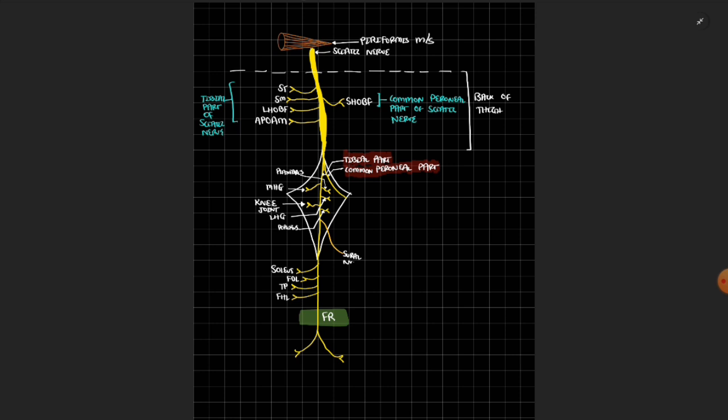Okay, so the back of thigh is done. In the back of leg, we can see the tibial part is supplying. Like in the popliteal fossa and in the leg the branches are dividing, but the tibial part is supplying the back of leg. So the back of leg is done. The nerve supply of the back of leg and the back of thigh is done. We have covered the back of thigh and back of leg.